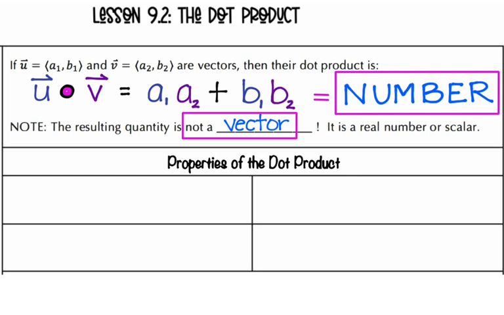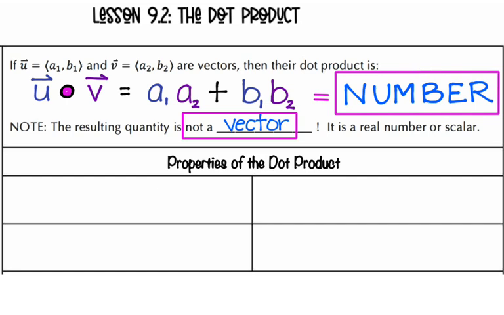Now, what is that number? Well, it isn't that the number has meaning. It's just that this is an operation we do on vectors to get this number. And this number will be used, and we will find meaning in the things we use it for.